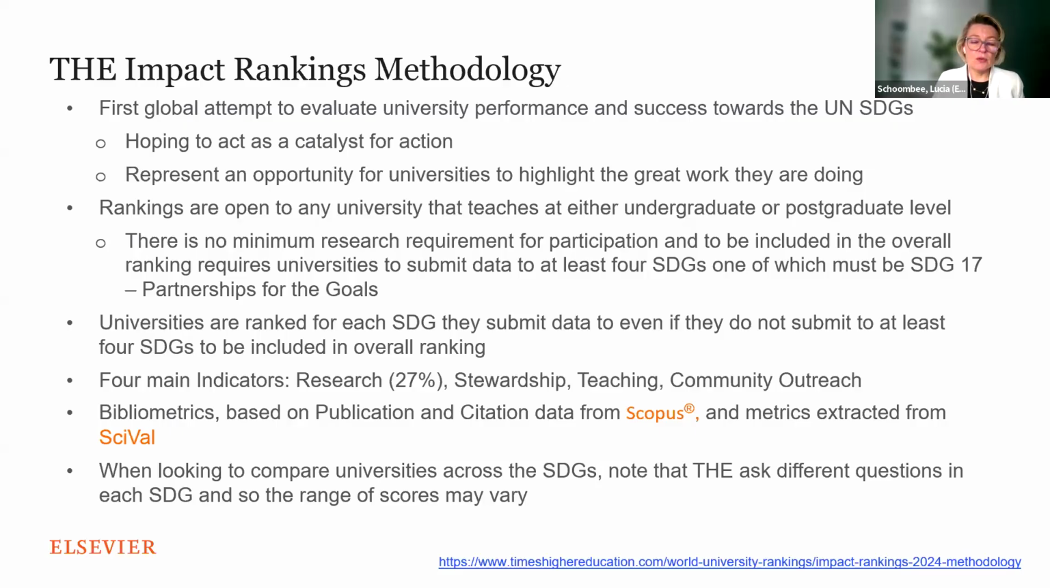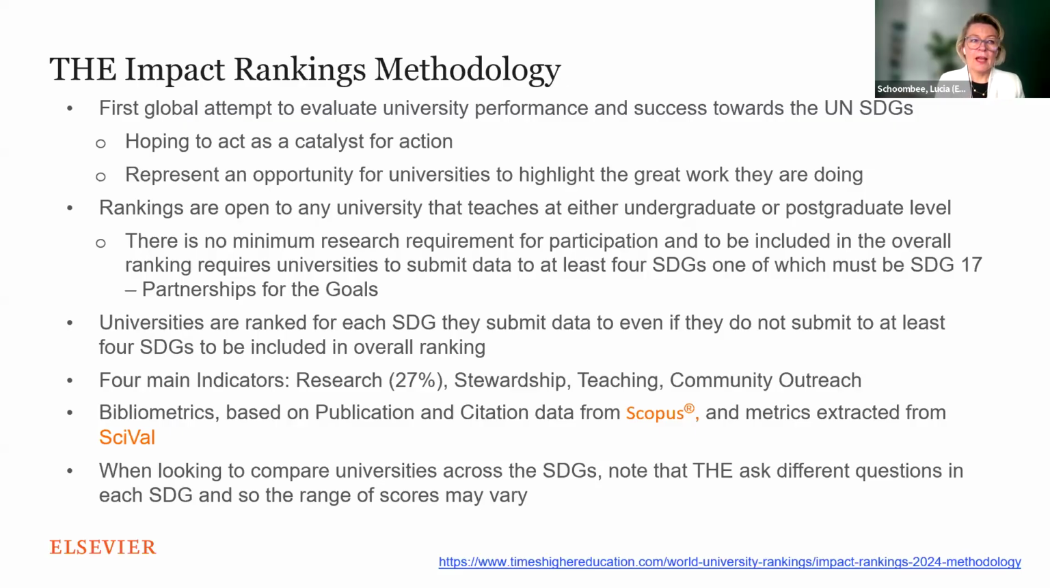If an institution wants to participate in this ranking, they need to submit data to at least 4 SDGs, of which one of them is SDG 17, which is the partnership for the goals. So that's the minimum. And then universities are also ranked for each SDG they submit, even if they do not submit at least 4 SDGs. So to be in the global ranking, you need to have 4. But even if you don't have 4, they will still evaluate and give feedback on those that you have submitted data for.